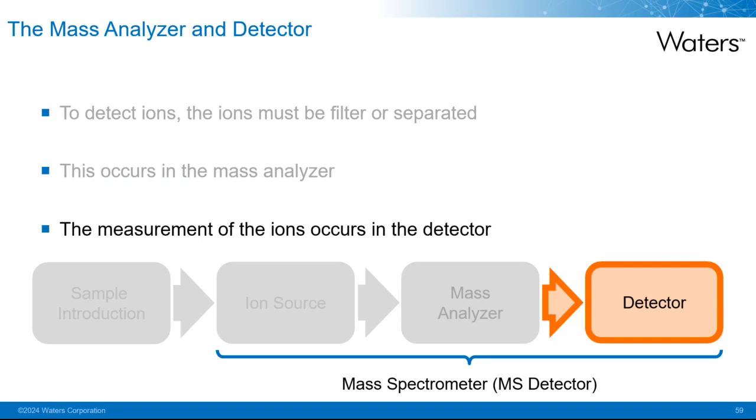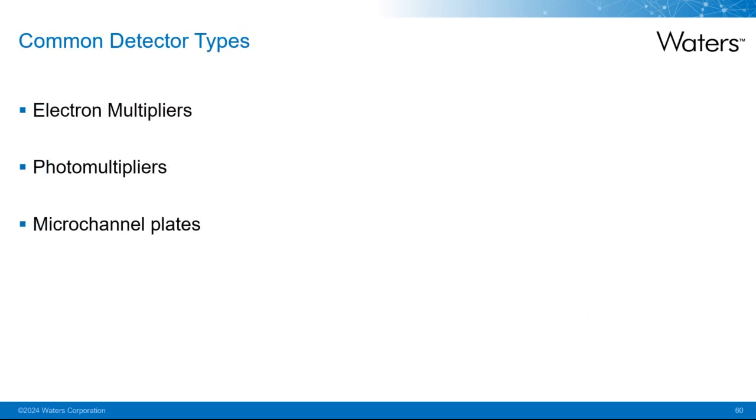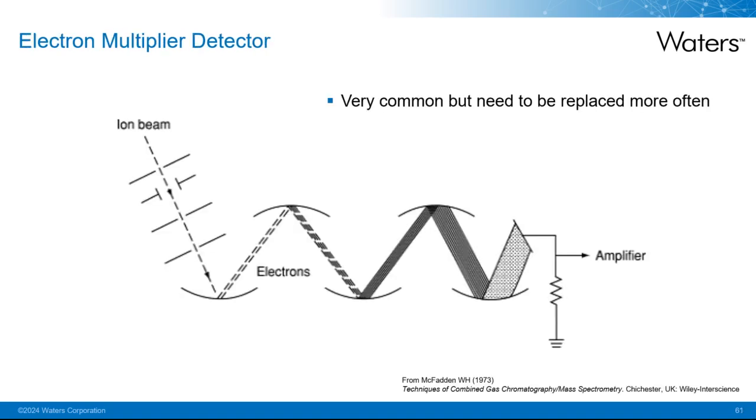So once we have separated or isolated our ions of interest using a mass analyzer, we need a method that can detect them. So let's talk about the detectors. There are two common detector types used in mass spectrometry, electron multipliers and photomultipliers. There's also microchannel plates as well. It's good to be aware of.